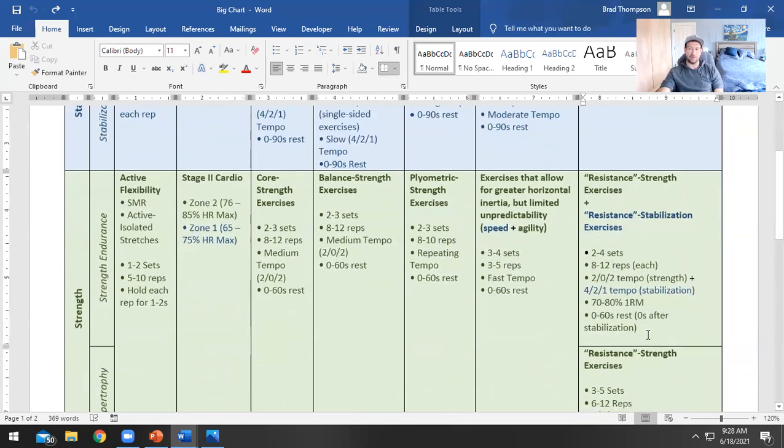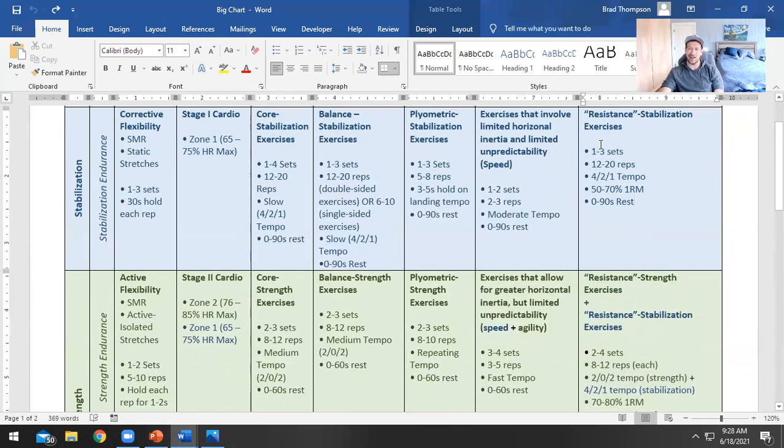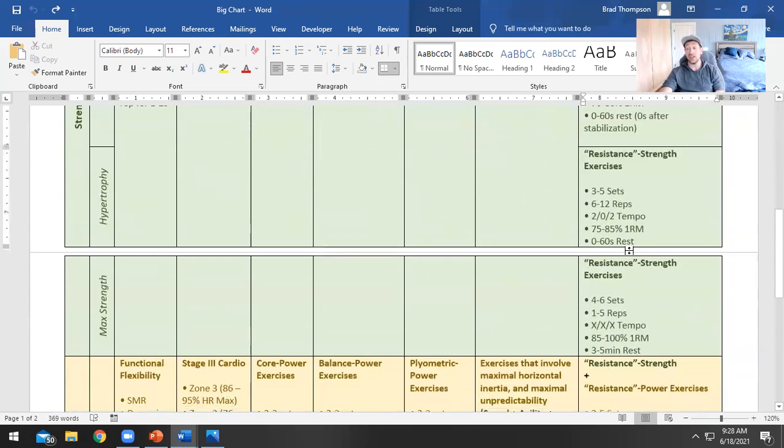I like to call it phase 1.5 sometimes, because you're not making a hard transition from strength to stabilization. You're making kind of a soft transition. Then you've got hypertrophy, 2-0-2 tempo, right? 1, 2, 1, 2, 1, 2, 1, 2, just medium.